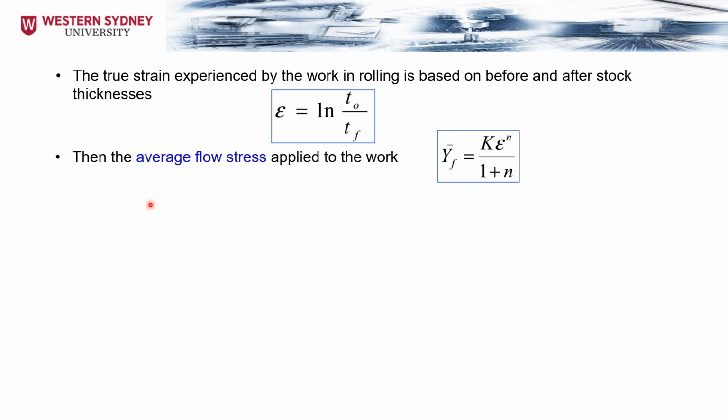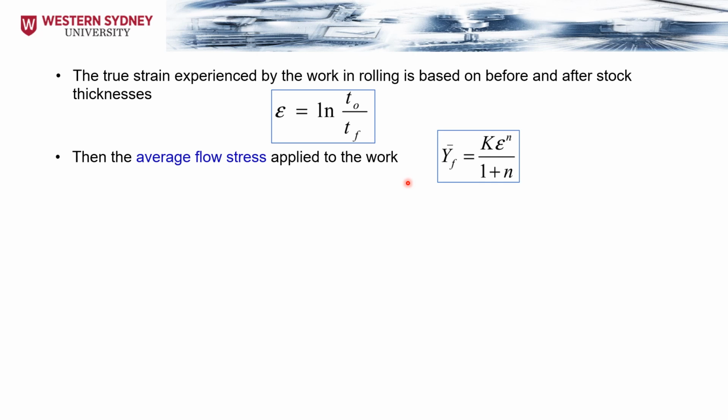So another parameter we can calculate, after we calculated the reduction and the draft, is the strain. The true strain can be calculated simply by using the original thickness divided by the final thickness. Just remember that the original thickness is more than the final thickness, so we have the log of a value more than 1.